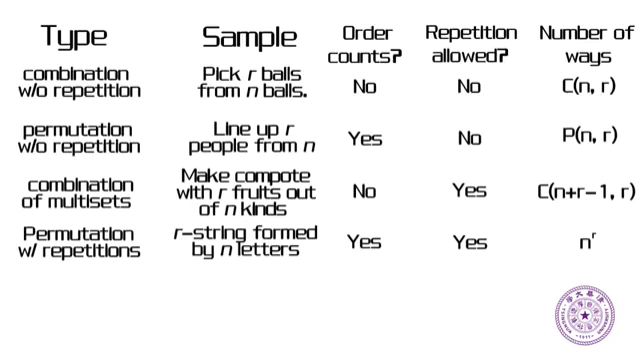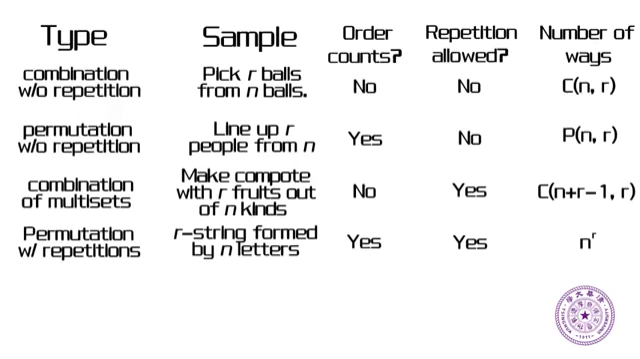We found that for repeated elements, we want to divide by the redundancy ratio. Here, R1 A's means the redundancy ratio of A is R1 factorial. R2 B's means that the redundancy ratio of B is R2 factorial. So the number of permutations of a multiset is n factorial divided by R1 factorial times R2 factorial.